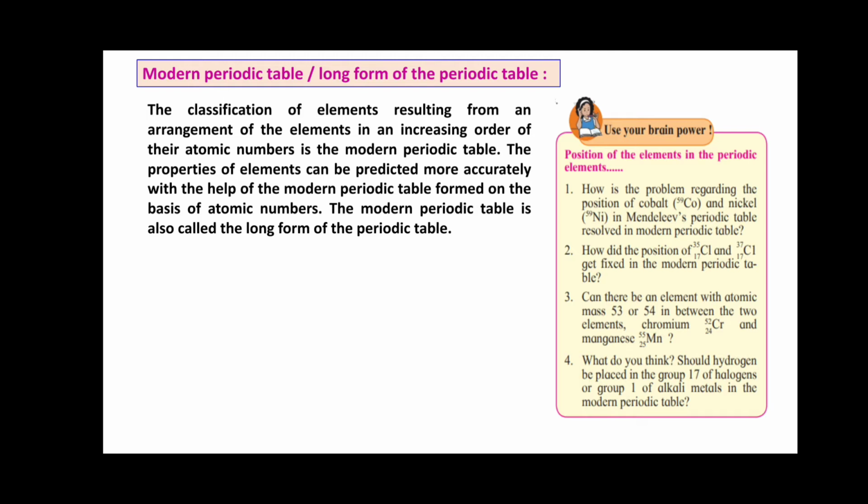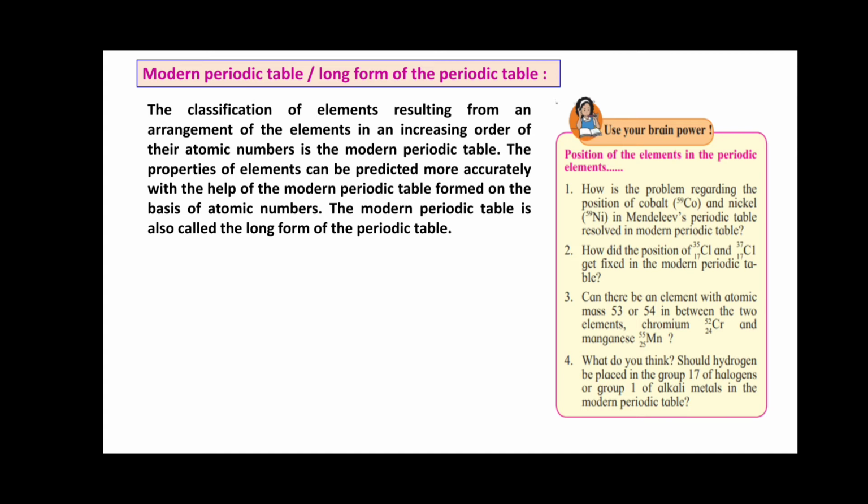So friends, in Mendeleev's periodic table the elements are arranged in increasing order of their atomic masses. So there was an ambiguity regarding the sequence in which cobalt 59 and nickel 59, having the same whole number atomic mass, are placed. However, this problem was resolved in the modern periodic table.